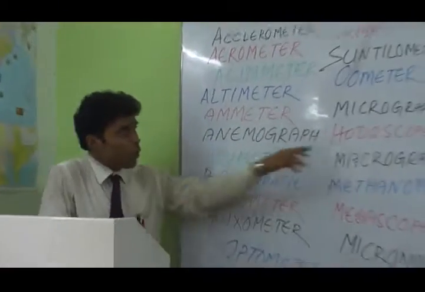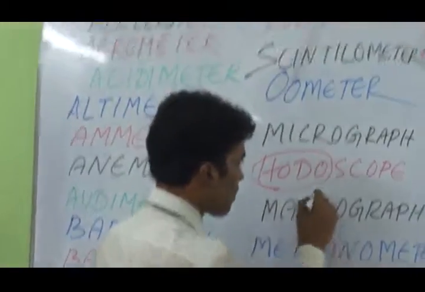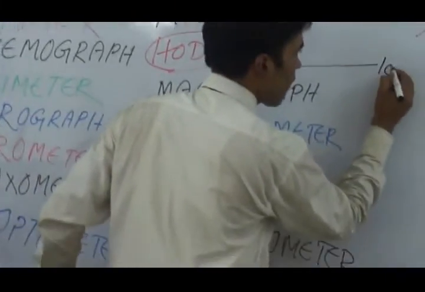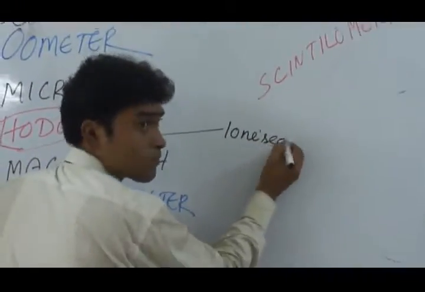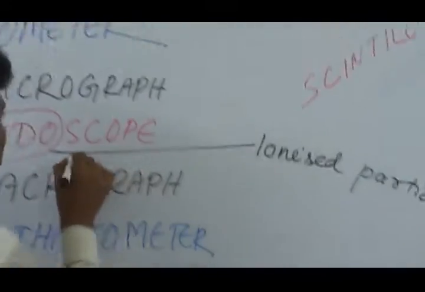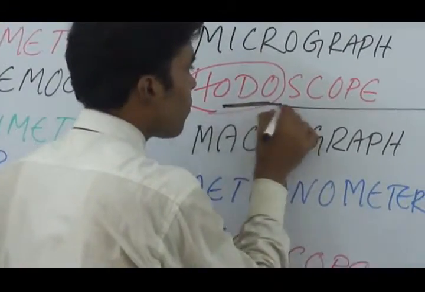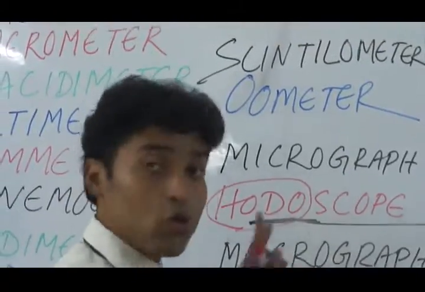Now we will discuss photoscope. What is photoscope? Actually, ionized particle. Photo means ionized particle. Just remember, photo means ionized particle. So one instrument which is used for calculating the portion or amount of ionized particles is known as your photoscope. Right?